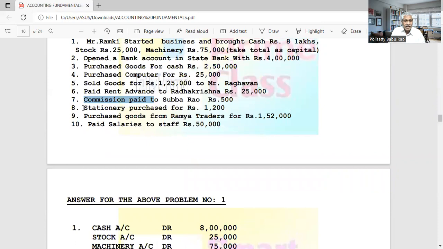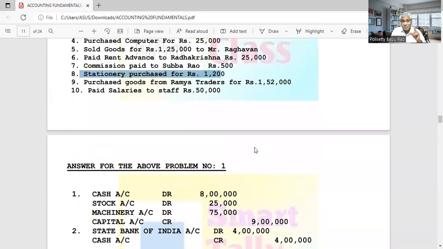Then stationery purchased for 1,200 rupees. Here also, that's why I gave "wantonly purchased." So what are you purchasing? You're purchasing only stationery. Stationery means books, pencils, pens, etc. It is all office expenditure. Sometimes printing also, we write it in a combined way: printing and stationery, telephones and trunk calls, like that. Printing and stationery, we have to write generally.